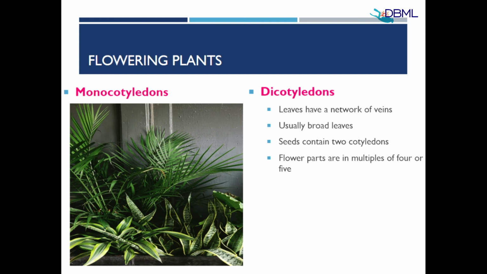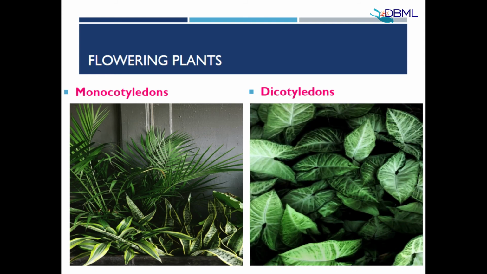As you can see here, you see the leaves with the multiple veins all about. A good example of these as well are hibiscus plants, your mango tree. These are all dicotyledons. Now we move on to phylum.